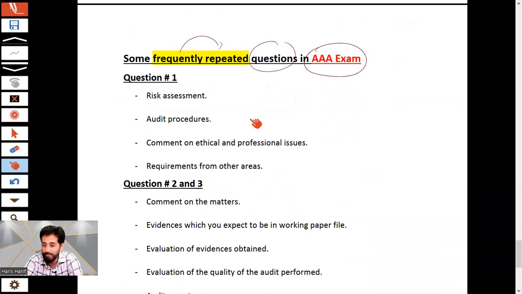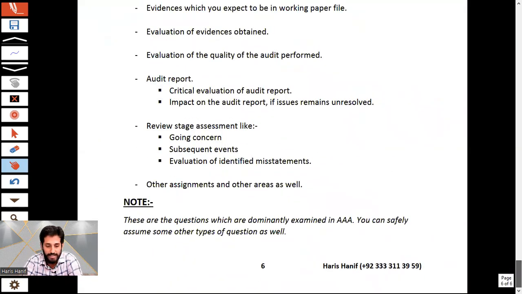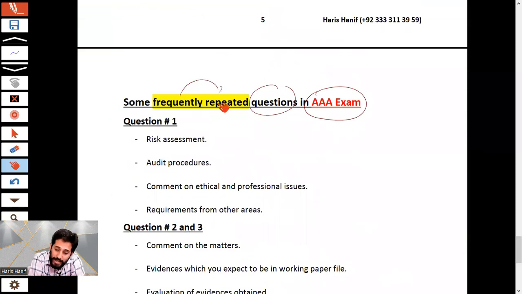Now, the very important slide of this thing: some frequently repeated questions in the AAA exam. Frequently repeated. Paper AAA is very, very well structured. Why? Because you sometimes know approximately 70 to 80% of the requirements in advance. And if you analyze the past papers, you will see these frequent questions.